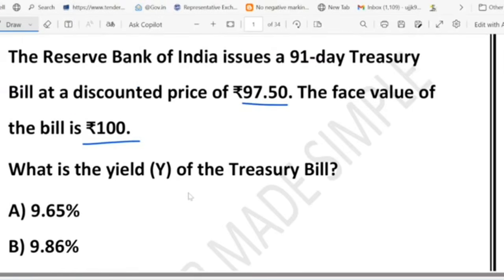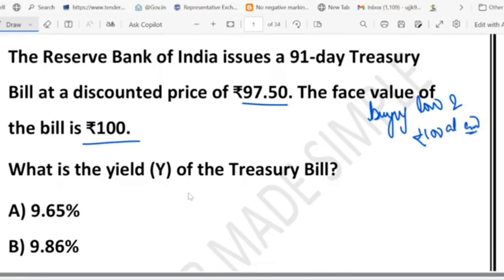First remember that treasury bills are short-term government securities. They are issued at a discount and they are redeemed at the face value. So you earn money by buying low and you get rupees 100 at the end.